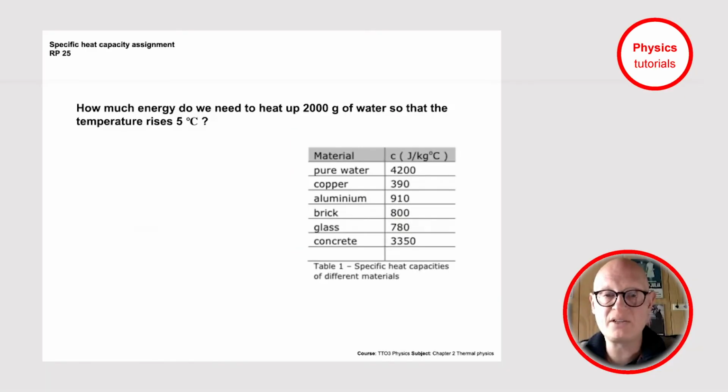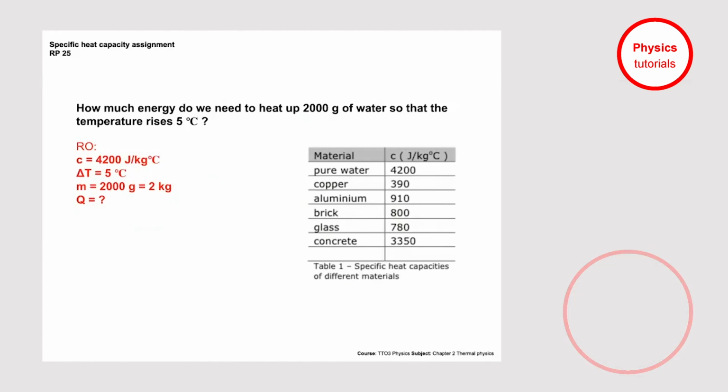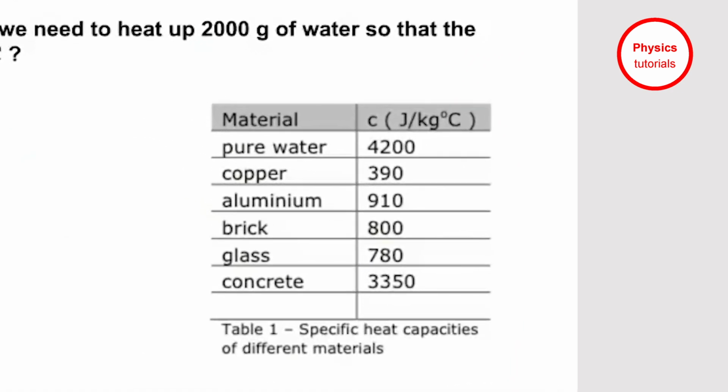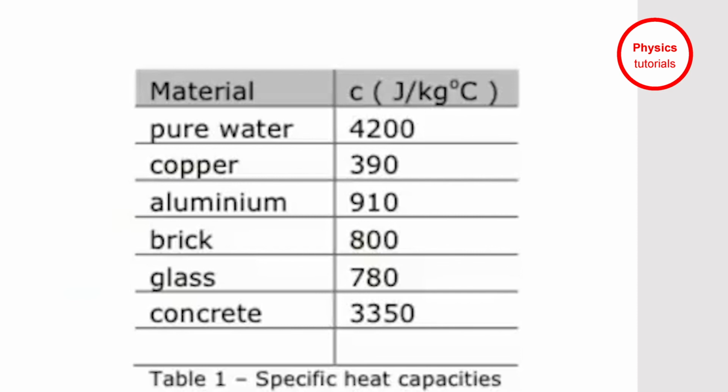Did you manage to find the right answer? Let's have a look. First of all, this is the information you can find in the text and the table. The specific heat capacity of water is 4,200 joules per kilogram per degree Celsius. The temperature rise is 5 degrees Celsius, and the mass is 2 kilograms. It's important to write down the mass in kilograms because, as you can see in the table, the unit of specific heat capacity contains kilograms.